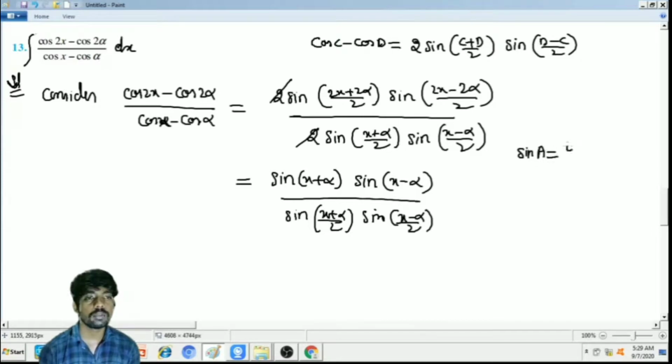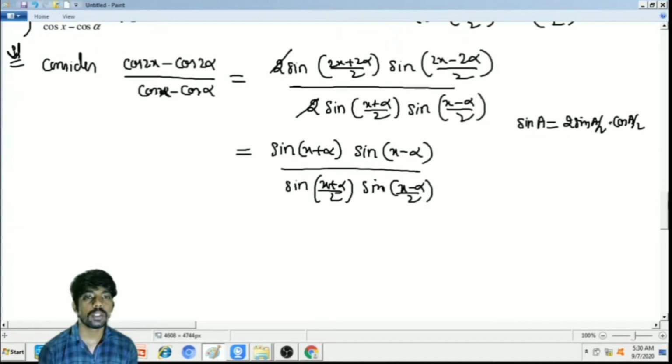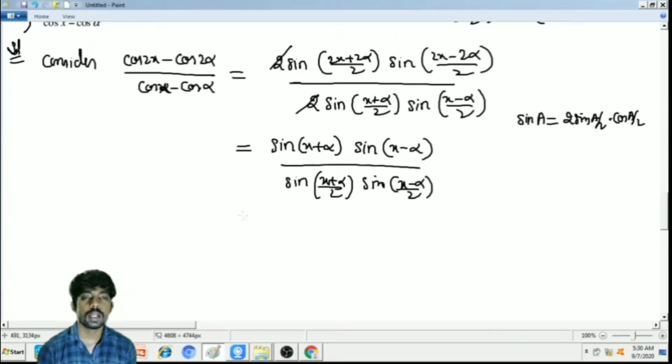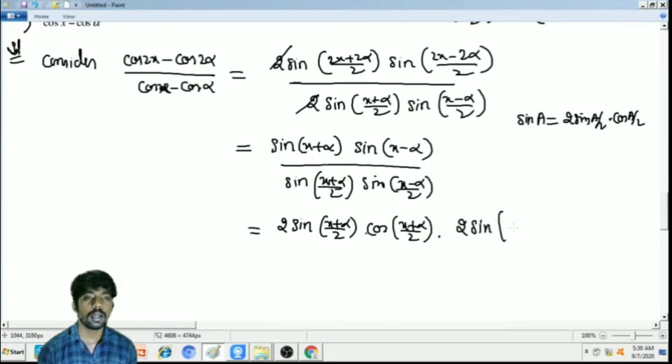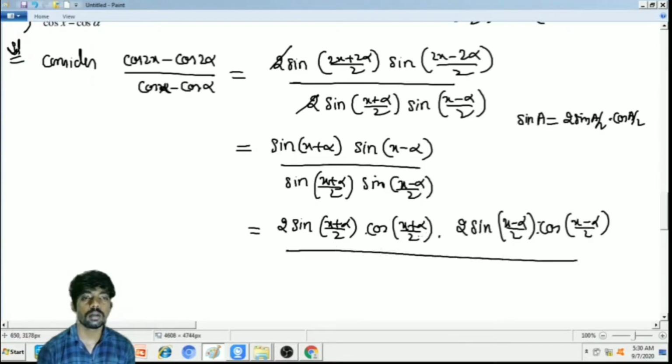Sin A is equal to 2 sin A by 2 into cos A by 2. So I am using here A is x plus alpha, so I can write it as 2 sin (x plus alpha) by 2 into cos of (x plus alpha) by 2 into 2 sin (x minus alpha) by 2 into cos (x minus alpha) by 2, by sin of (x plus alpha) by 2 into sin of (x minus alpha) by 2.